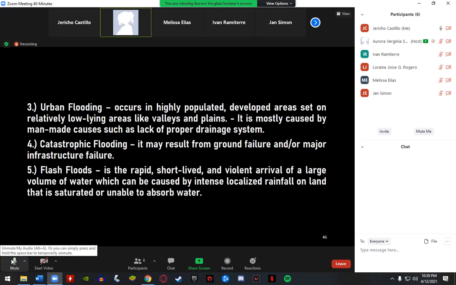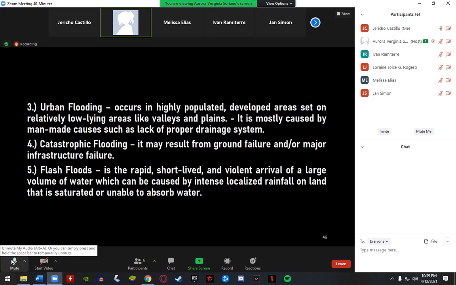So number 4, catastrophic flooding. It may result from ground failure and or major infrastructure failure. So from the word itself po, catastrophe, ito po yung parang sudden event na hindi inaasahan. Ito po yung type of flooding na, for example po, kapag may nasira na dam. So pag nasira yung dam, yung tubig na in-store nun, makakawala siya sa ilog, and magkakaroon po yun ng pag-apaw ng ilog, and diretso po yun sa pagbaha.